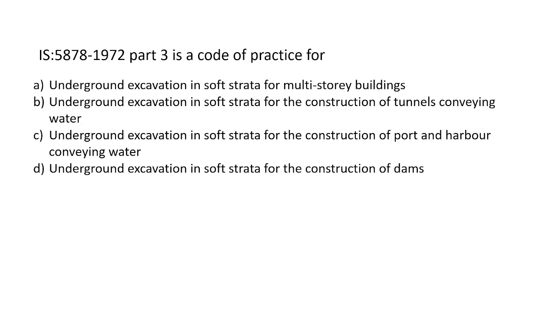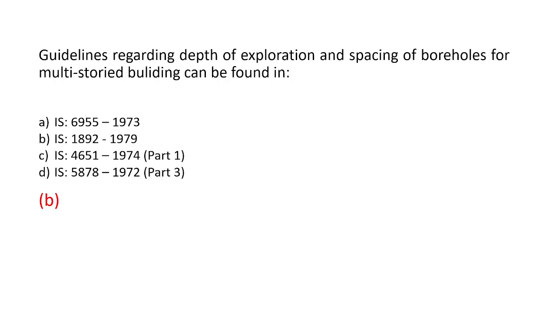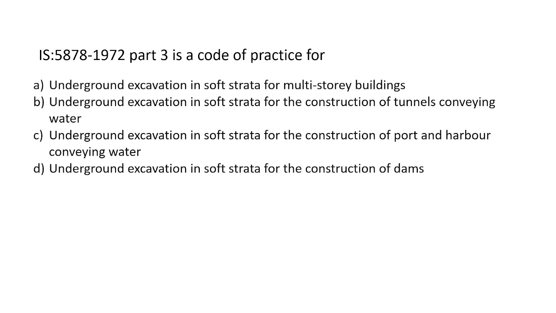Next is, so the answer for this question is the second one, but let us see what all other options are there. The third option is underground excavation in soft strata for the construction of port and harbor conveying water. Okay, so for ports and harbors, what will be the IS code? The IS code is 4651 1974. See in this question, the third one that you can see, the IS 4651 1974 part 1 is the codal provision to understand the construction of port and harbor conveying water. The construction of dams we have seen in the previous slides, right? So the correct answer is B.